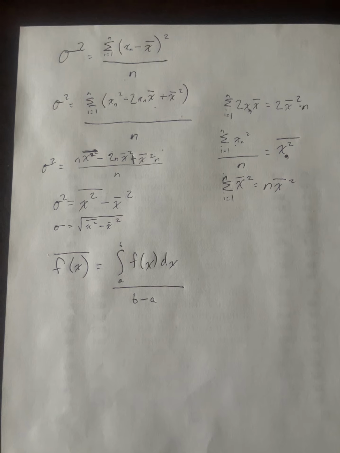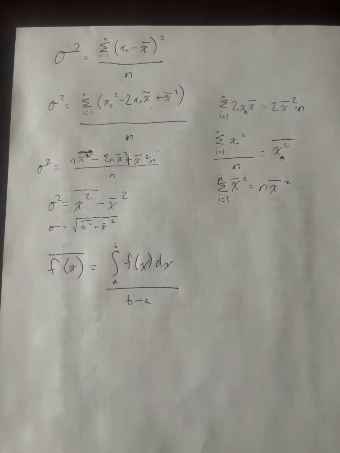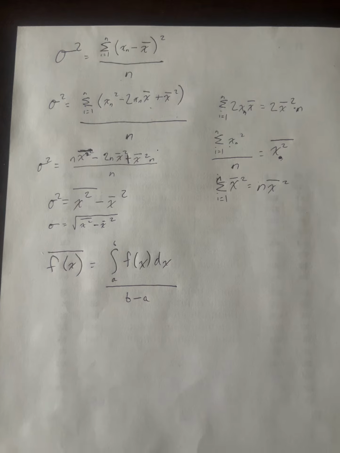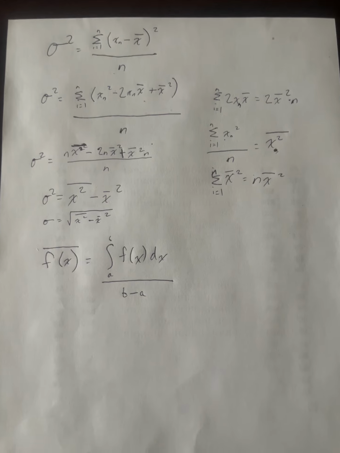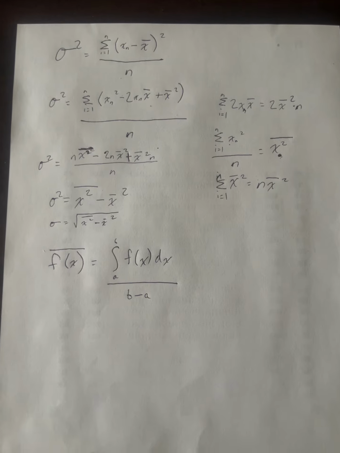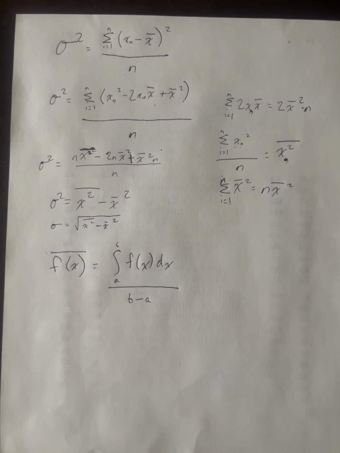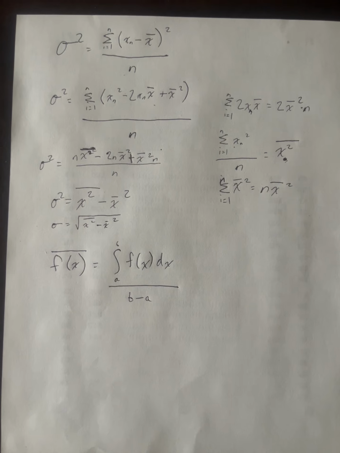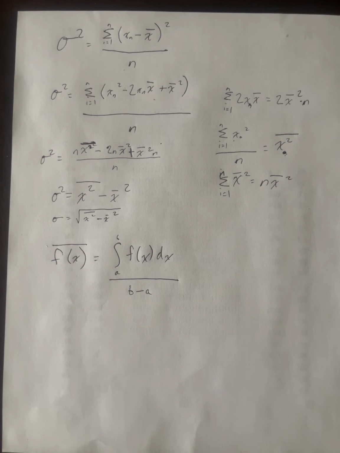Likewise, summing up the squares of each component divided by n is simply x squared bar, the mean of the squares. And summing the means just gives us n times x bar squared. So that gives us sigma squared equals n times x squared bar minus 2n x bar squared plus x bar squared times n, all divided by n.